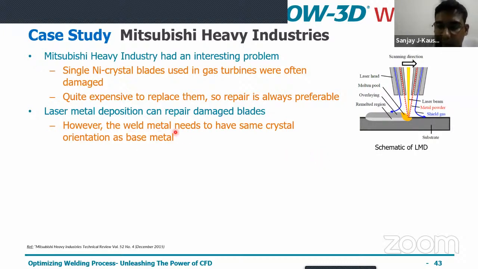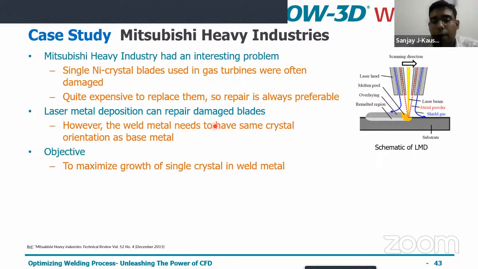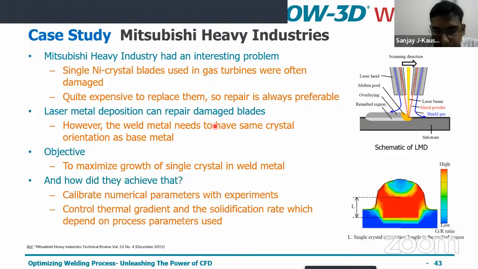However, the weld metal or the metal powder that is going into the turbine blades needs to have the same properties or the same crystal orientation as the base metal. So the materials need to be taken care of. Both metals need to have the same kind of chemical composition. The objective is to maximize the growth of single crystal in the weld metal. So we are trying to see how one bead or one powder drop affects the complete turbine blade.